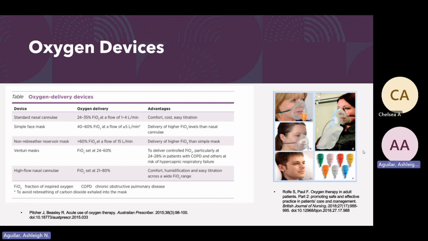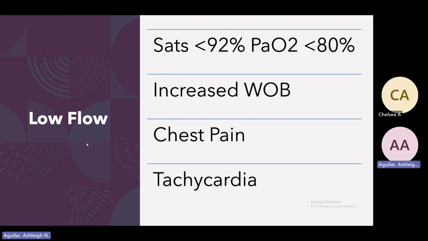So for your low flow, you would go with a low flow device when your sats are less than 92%, and on your blood gas your PaO2 is less than 80%. Also if you have an increased work of breathing, chest pain, or if you're tachycardic.